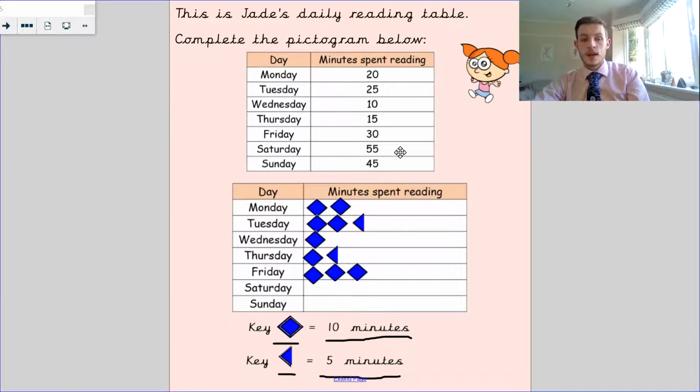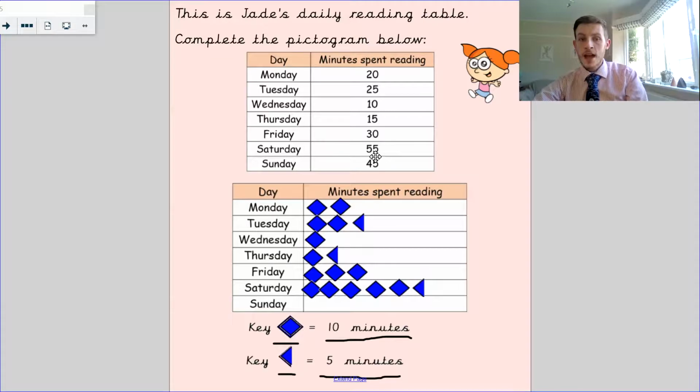What about Saturday? On Saturday, she read for 55 minutes. So we need 10, 20, 30, 40, 50, 60. Oh, 60 is too much. So we need to put 5 full ones in. So 10, 20, 30, 40, 50, and we need 55. So we need a 5, which is our half.